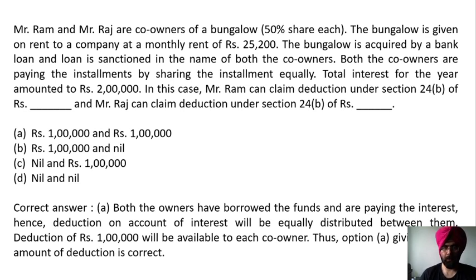Therefore, once the amount is borrowed by the co-owners of the property, then the interest payable on the loan will be equally divided by the co-owners if they have an equal share in the property, like in this case both the co-owners have a 50% share. And the loan is also borrowed by both of them, so of the rupees 2 lakh, 50% deduction will be claimed by Mr. Ram of rupees 1 lakh, and 50% deduction will be claimed by Mr. Raj of rupees 1 lakh from this interest payable amount.